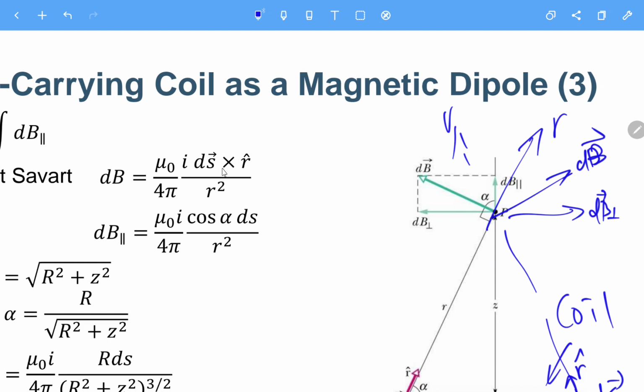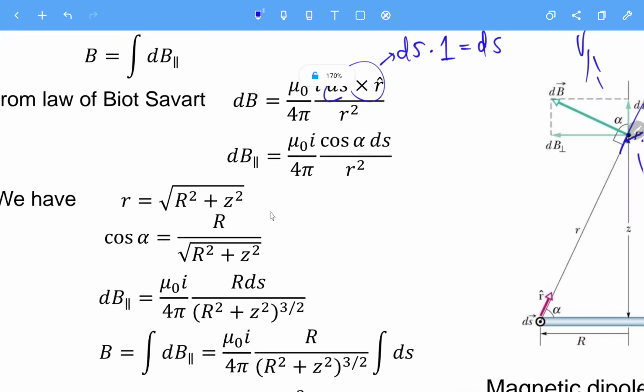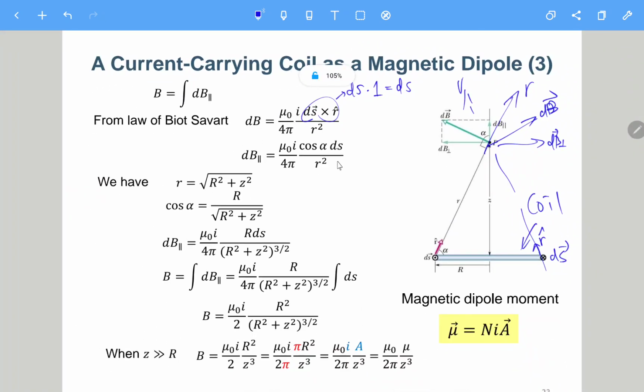ds and r hat are perpendicular to each other. So for this cross product, it is nothing but ds times 1, which is ds. So we have ds cosine alpha, mu 0 I, and 4 pi r squared here, like this. We can plug in this expression.